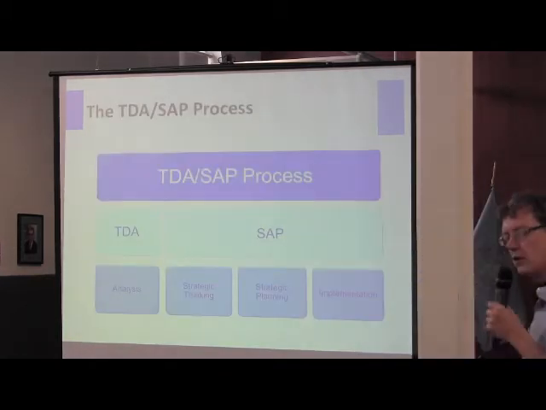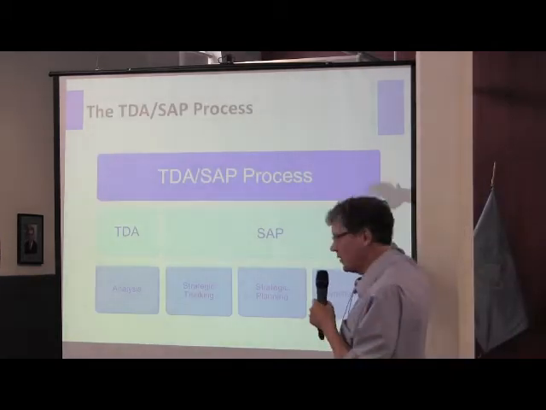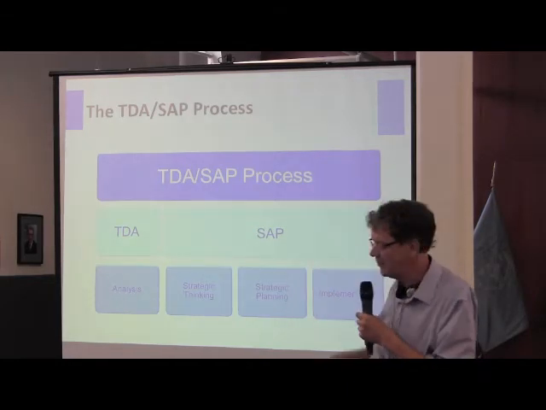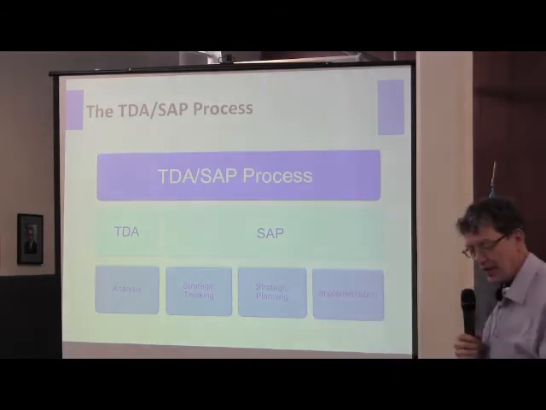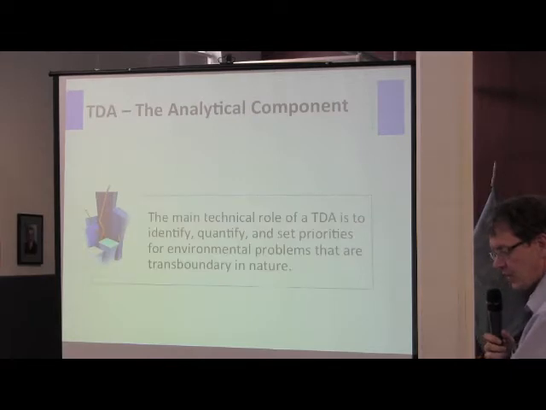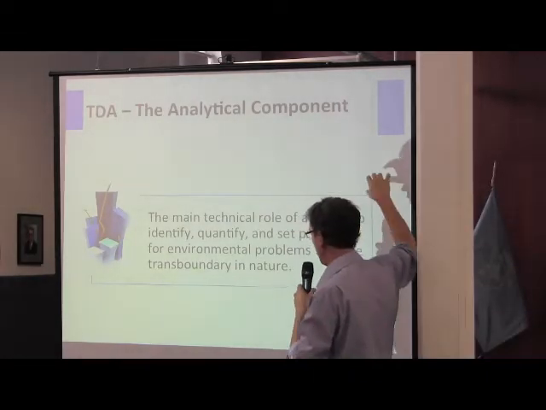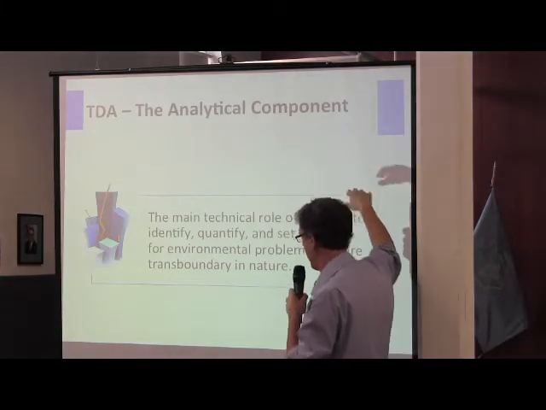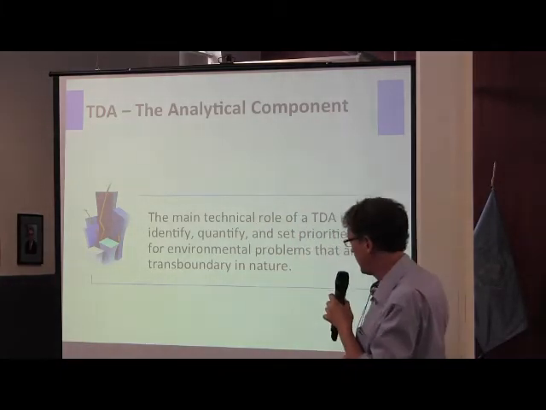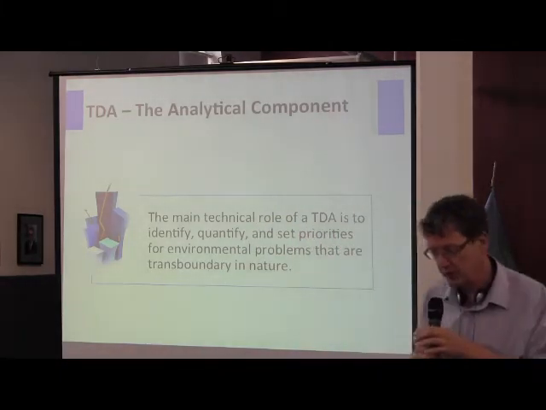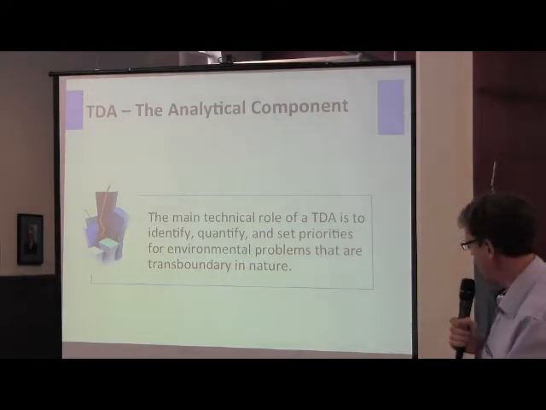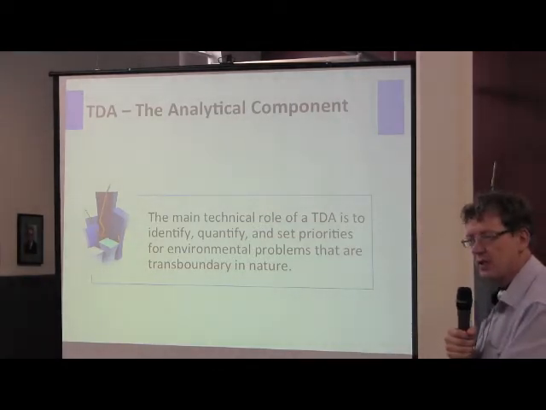So, you're going to see a lot of this diagram. This diagram comes back again and again and again. So we've seen this diagram. We've also seen this slide. The main technical role of the TDA is to identify, quantify and set priorities for environmental problems that are transboundary in nature. How do we go about doing this?